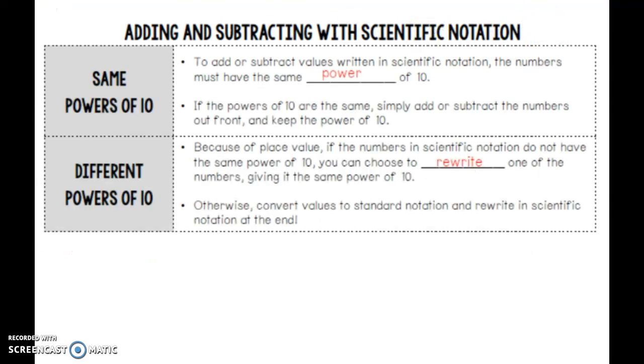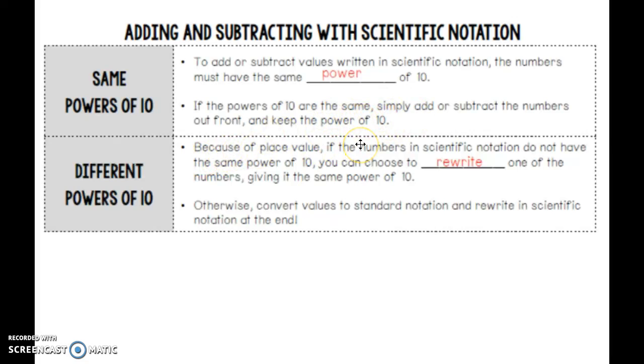Okay, first off, with adding and subtracting, if you have the same powers of 10, it's super simple to add and subtract values. What you do is you simply add or subtract the numbers that are out front, and then you just have to keep the same power of 10. And this works because you end up having the same number of place value digits as both numbers, so you can just add what you have and keep the power.